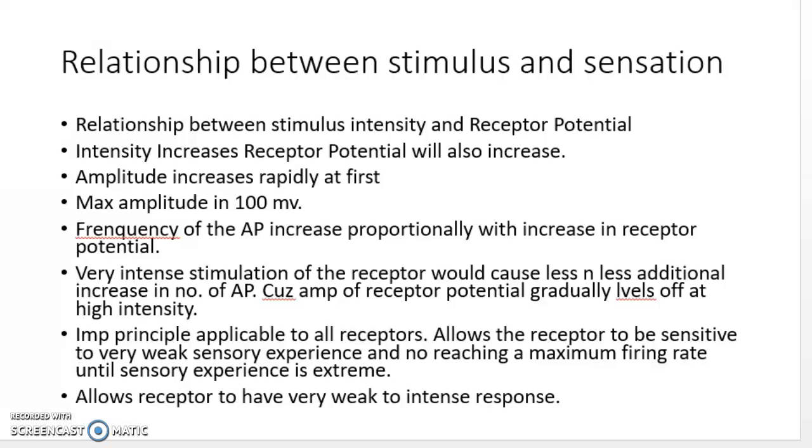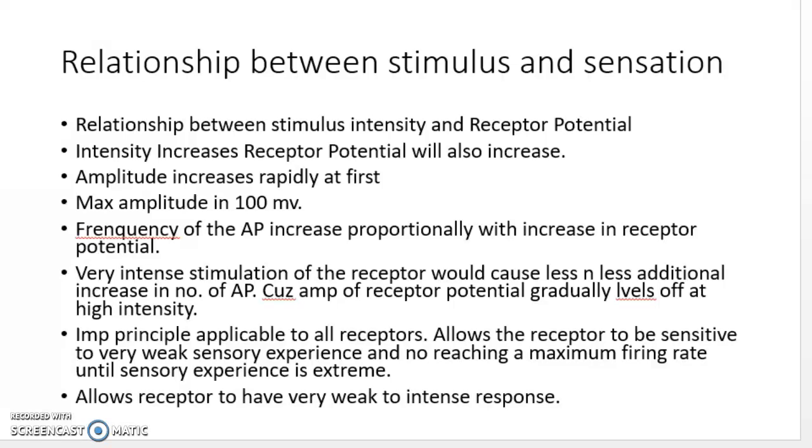The frequency of action potentials increases proportionally with the increase in receptor potential. From this graph, we can state that very intense stimulation of the receptor will cause a progressively less and less increase in action potentials. This is because the amplitude of the receptor potential levels off at high intensities.